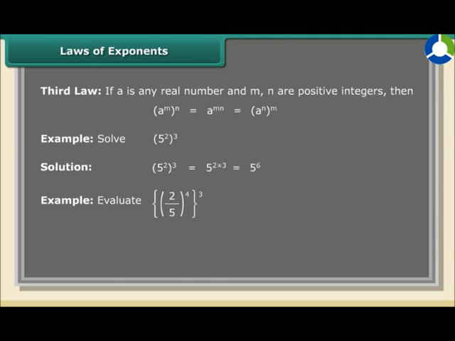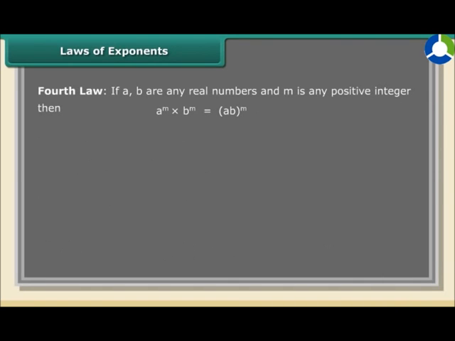Example. Evaluate ((2/5)^4)^3. Solution. ((2/5)^4)^3 is equal to (2/5)^(4 into 3), which is equal to (2/5)^12.